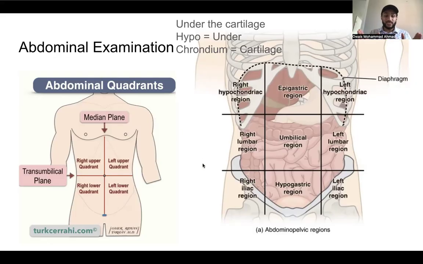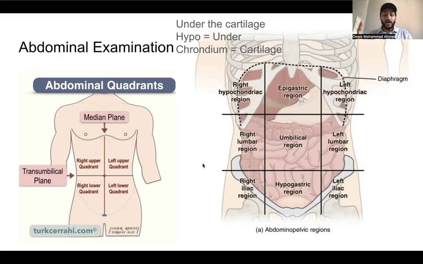So let's just summarize that, guys. We have two main types of abdominal physical examinations. Okay, we have over here the four, or you can divide into four quadrants: right upper quadrant, left upper quadrant, right lower quadrant, left lower quadrant, and you can divide by the transumbilical plane or the median plane.